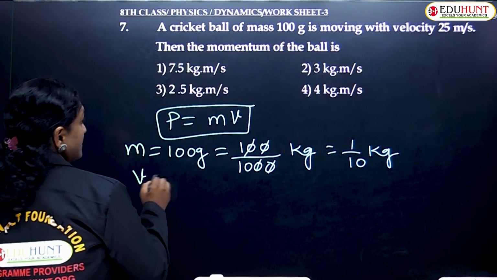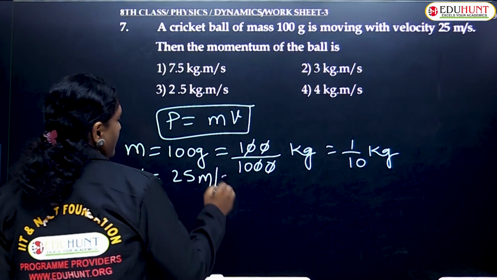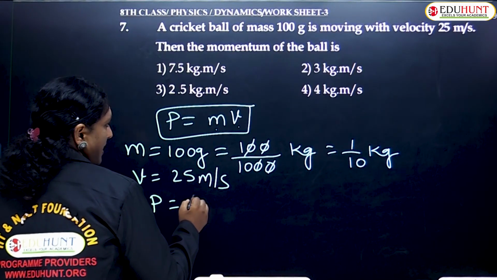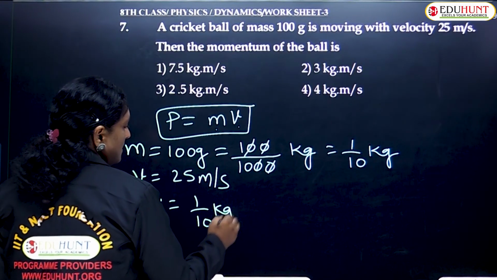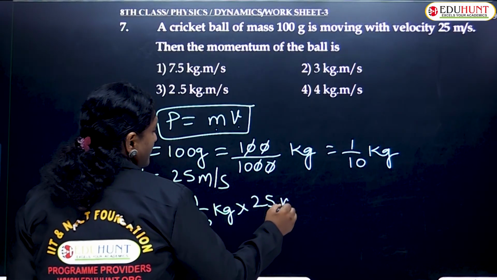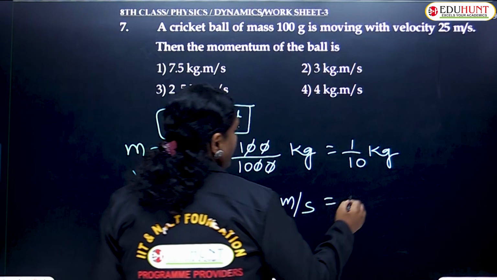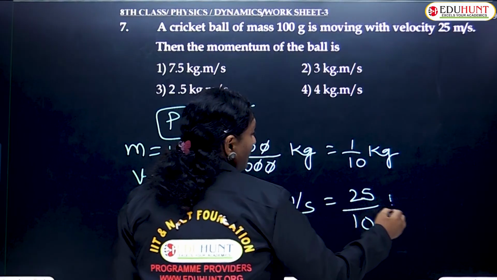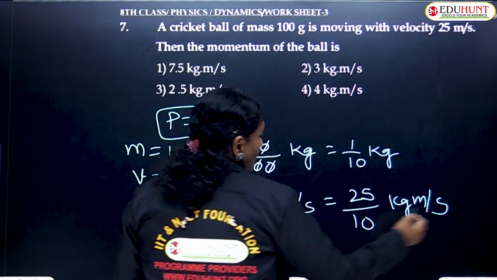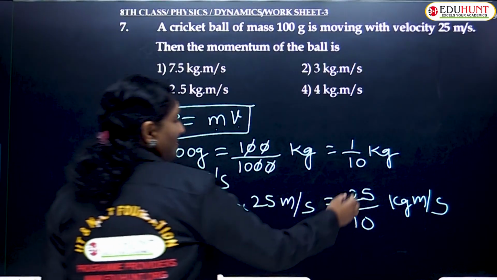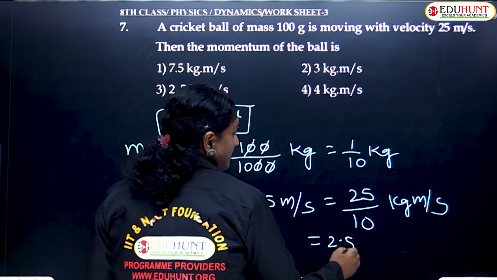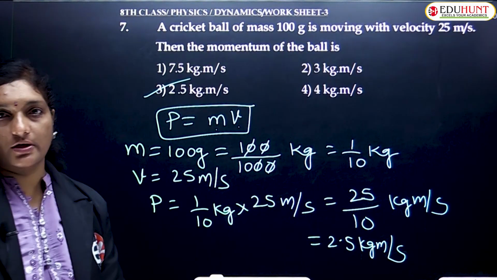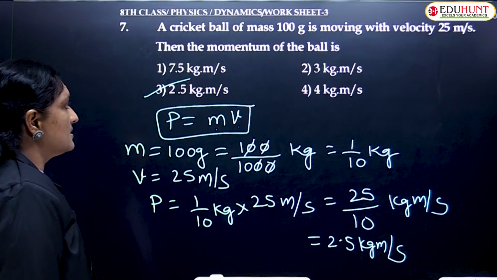And how much is the velocity given, children? 25 meter per second. So M is known, V is known. You are asked to find out momentum. Momentum is nothing but mass, 1 by 10 kg, into velocity, 25 meter per second. So this is 25 into 1 is 25, and in the denominator you have 10 kg meter per second. So what is 25 by 10, children? The decimal goes here. This will be 2.5 kg meter per second. So the answer will be the third option, 2.5 kg meter per second.